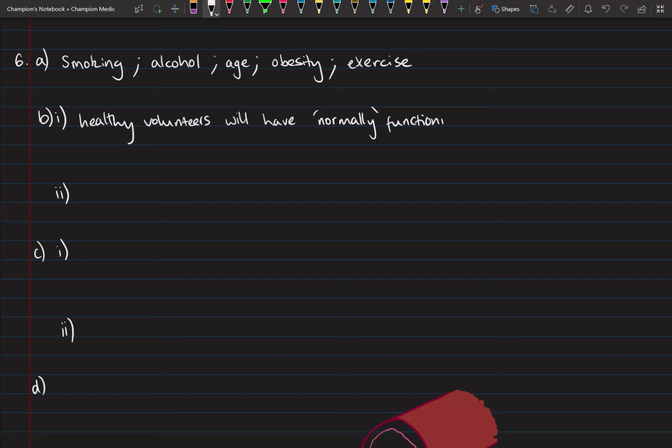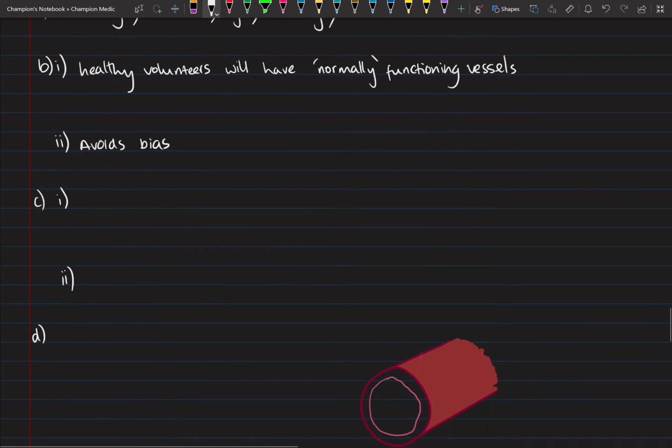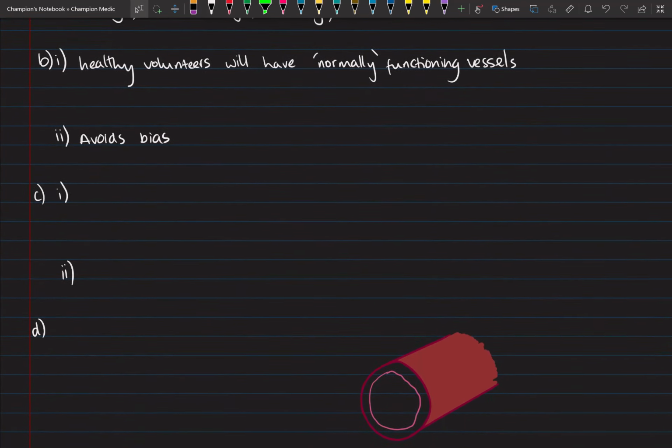So if everyone had normally, in inverted commas, functioning vessels, you wouldn't get a difference, and it would provide you with much more accurate results. Part 2, why are the scientists dividing people randomly into 2 groups? And the reason is because you want to avoid bias. That's a common answer whenever you see why are volunteers being divided into 2 groups randomly. Why are these plants being divided randomly? The answer is usually avoids bias.